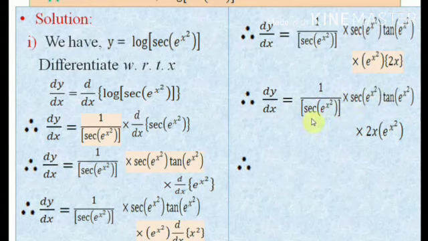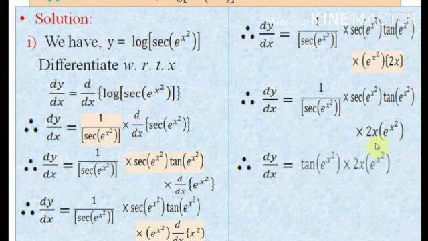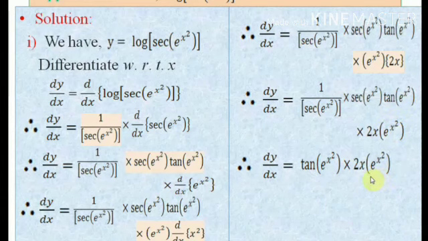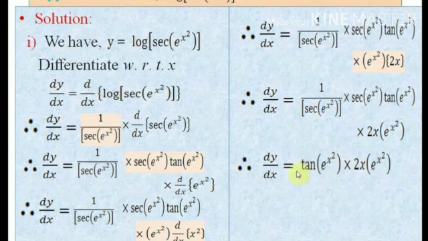Therefore the derivative of y with respect to x, that is dy by dx, equal to the remaining terms: tan of e raised to x square multiplied by twice x into e raised to x square. Rearranging the terms again, dy by dx equal to twice x into e raised to x square into tan of e raised to x square. That is the derivative of the given function. Okay, that is the second type.